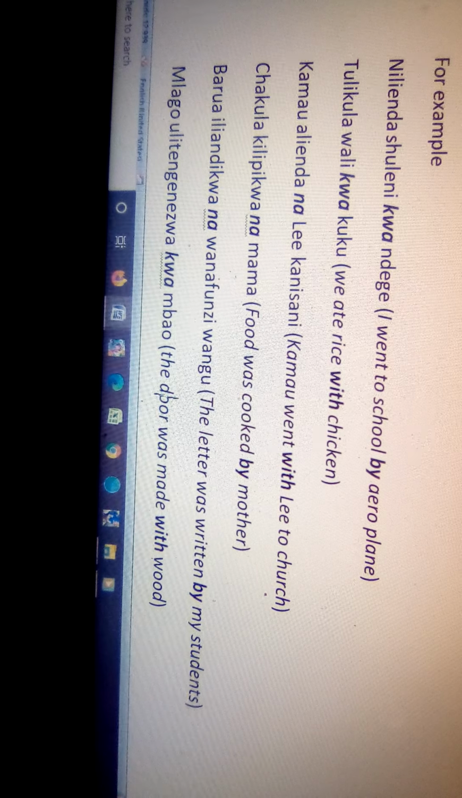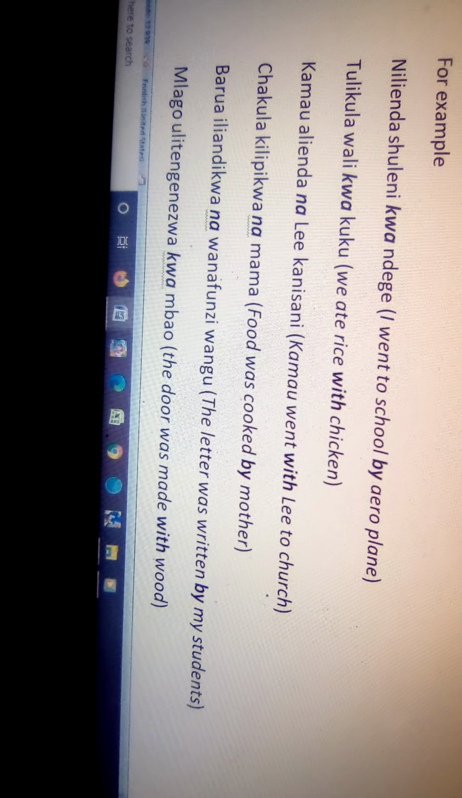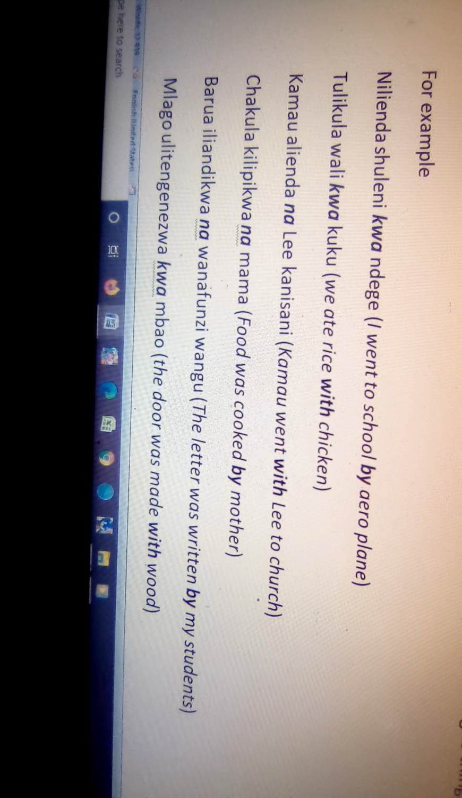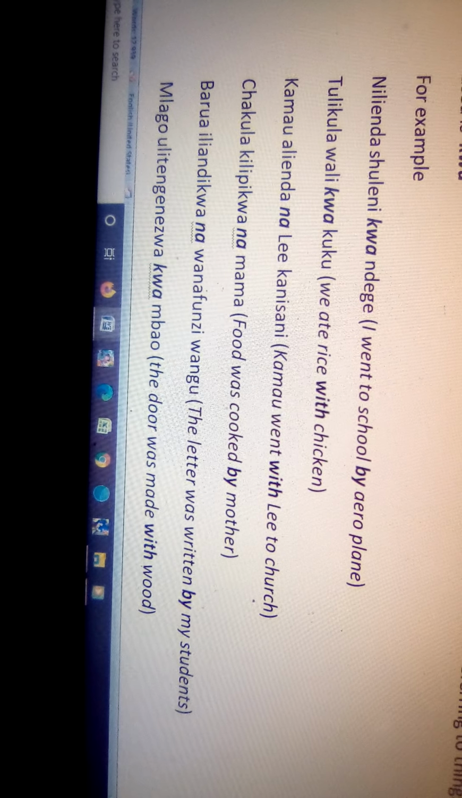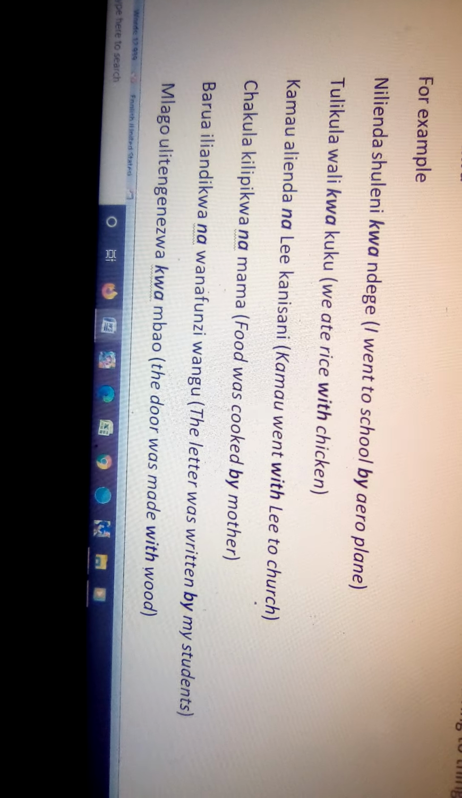We don't say tulikula wali na kuku. No, it will mean wali was here, the rice was here, and the chicken was here. So both of you were eating. So if both of you are eating, you can say tulikula wali na kuku, but the meaning will change.